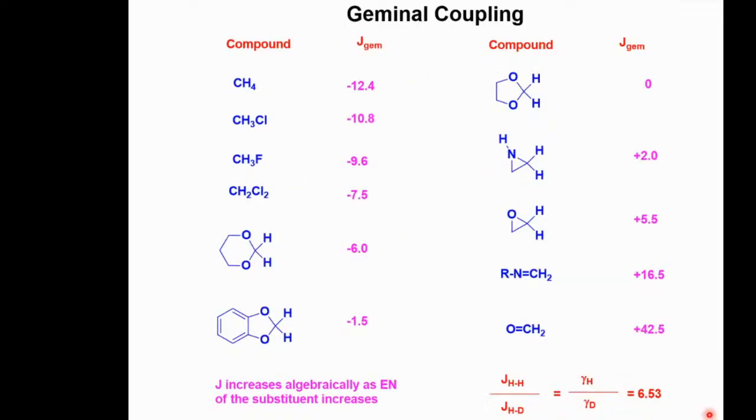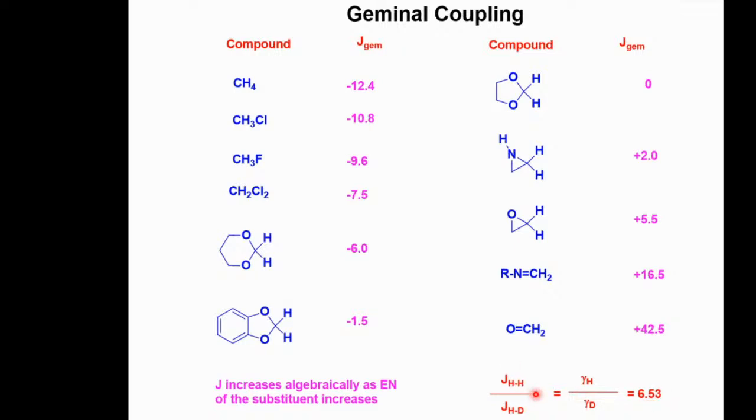Okay, and the coupling could be geminal, vicinal, and long range coupling. And the geminal coupling, let's take methane. You think there is no coupling, which is not true. There is coupling even among equivalent protons. Only thing is that we won't be able to directly observe it in our spectrum. But we can indirectly measure that instead of proton if you have deuterium, because JHH over JHD is 6.53.